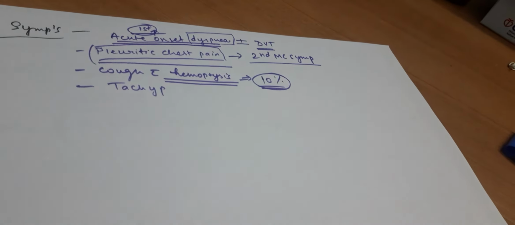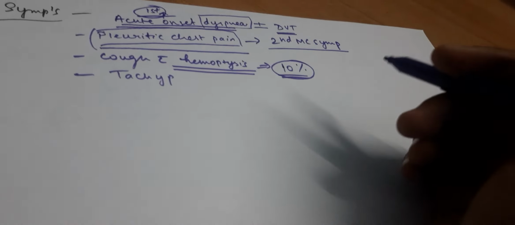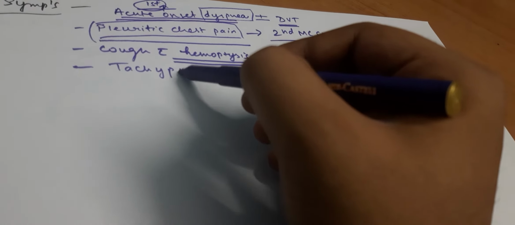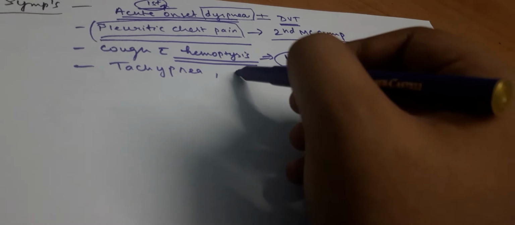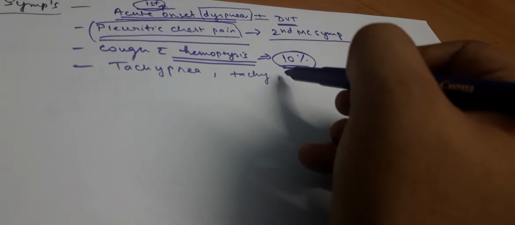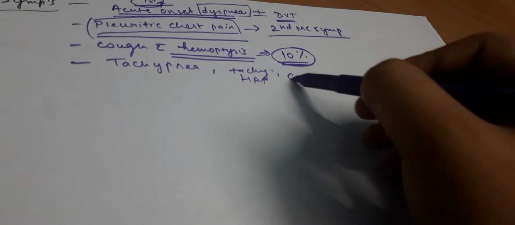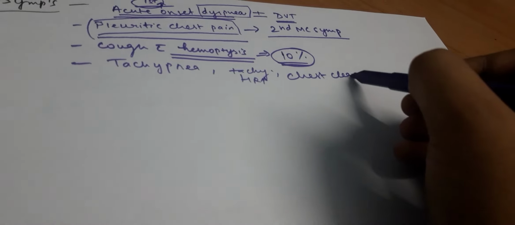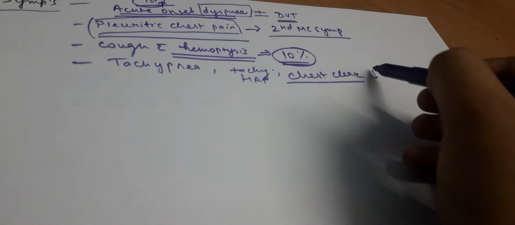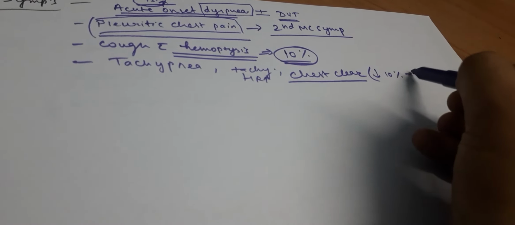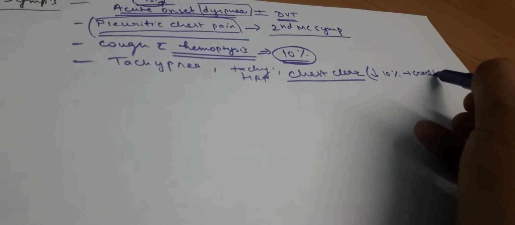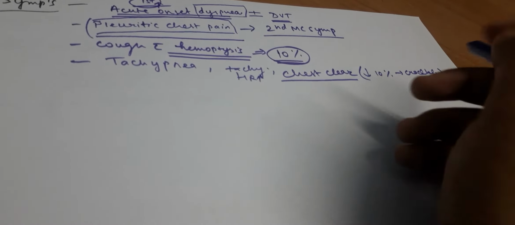Others, the findings that we can see in less than 10% of patients, will also have crackles or decreased breath sounds. But the other findings which we can see easily are tachypnea and tachycardia. All right, the heart rate will be increased, but the chest will be clear. But in less than 10% of the cases, you can hear the crackles and the decreased breath sounds. All right.